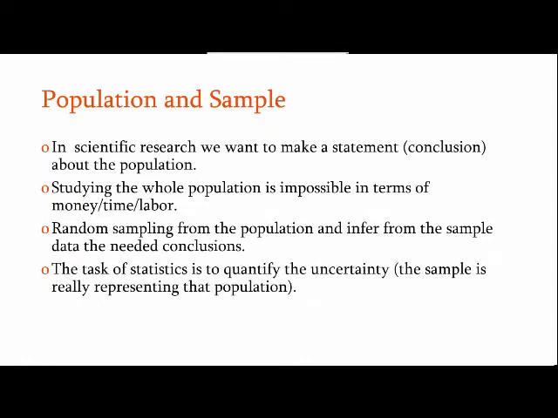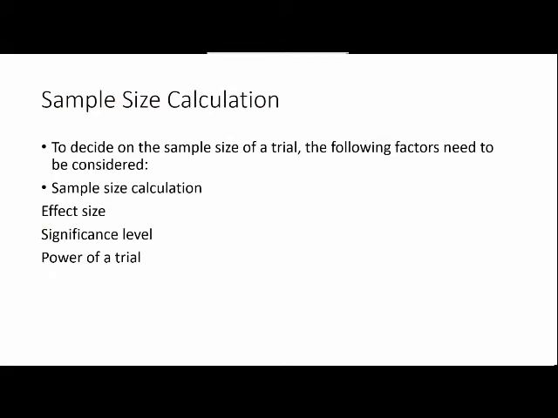So normally in scientific research, we need to make a statement: how much is the population? Studying the whole population is impossible in terms of money, time, and labor. So we take random sampling from the population and infer conclusions from the sample data. The task of statistics is to quantify the uncertainty, meaning whether the sample is really representing the population. So, sample size calculation.